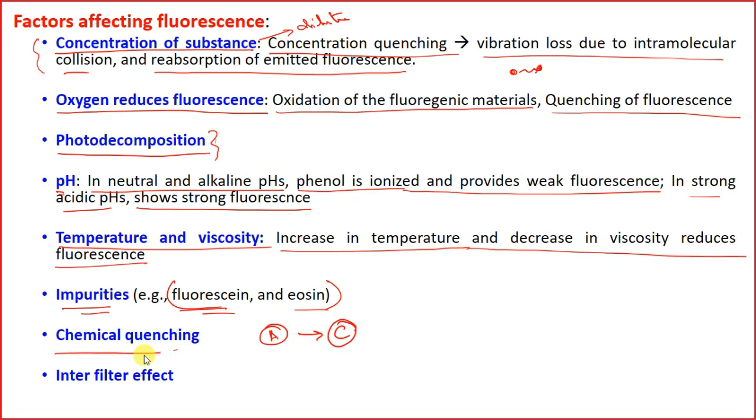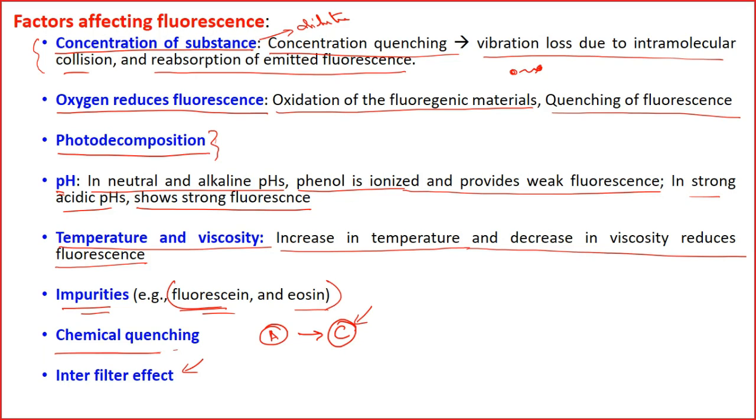And lastly, the inner filter effect. There might be some non-fluorogenic material within the sample which can absorb light. Here we are talking about another chemical which is present, not the solvents. It will absorb the light which is being emitted, and it will reduce the fluorescence activity.